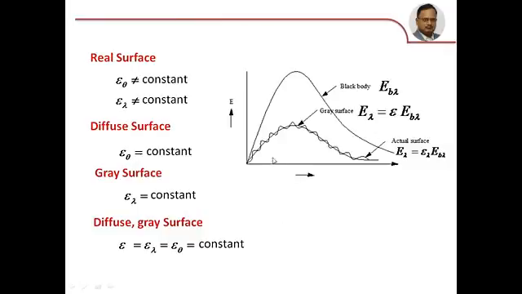So altogether, with reference to emissivity, in the plot of E versus lambda, the curve for a black body will be like this, for a real body it is uneven, and for an actual surface it will be like this. Remember, when we even out the actual surface to a gray surface, the total area under the curve should be the same because the amount of energy remains the same. So for a real surface, the directional emissivity epsilon theta is not constant, and monochromatic emissivity is also not constant. For a diffuse surface, the directional emissivity is constant. For a gray surface, monochromatic emissivity is constant. For a diffuse and gray surface, monochromatic emissivity and directional emissivity are both constant. And for a black body, emissivity is equal to 1.